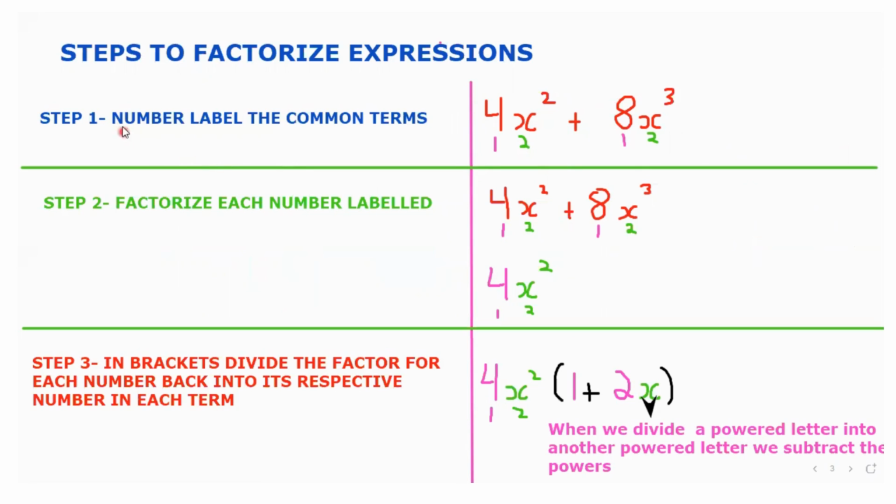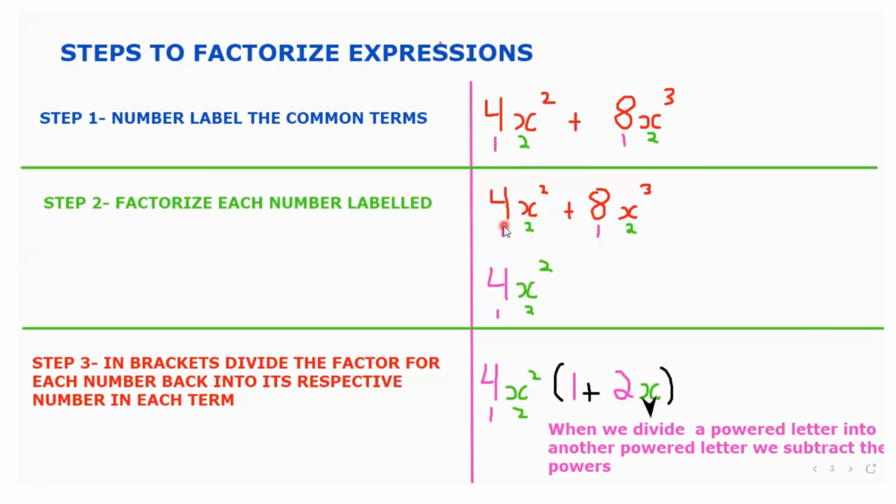Step 1, as we learned before, number label the common terms. We just look at each thing that is common and give it its own respective number. The numbers are common, we label it as 1. The x's are common, so we label it as 2. Simple enough. That's all. So now we go on to step 2. Now we factorize each number label. This will be the first thing we did, knowing how to factorize the numbers and the letters. Okay, if you didn't catch it, rewind the video, look at it again, and come back to here.